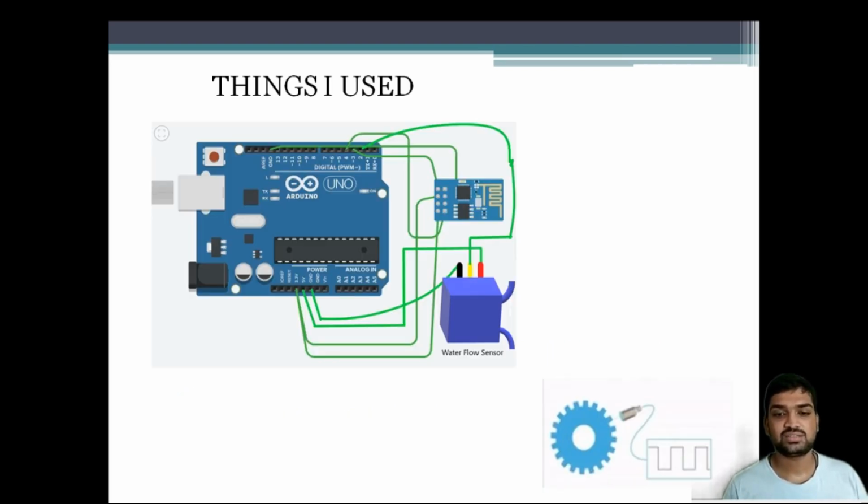So this is the basic circuit diagram of the project which I have made. As you can see, I have used an Arduino board with an ATmega328 microcontroller. Also, I have used an ESP8266 module. Also, a water flow sensor. So what happens is that when water is pumped to the water flow sensor, then it gives the flow rate. And also this data is pumped into the cloud by using this ESP8266 Wi-Fi module. This water flow sensor works on the principle of the Hall effect.